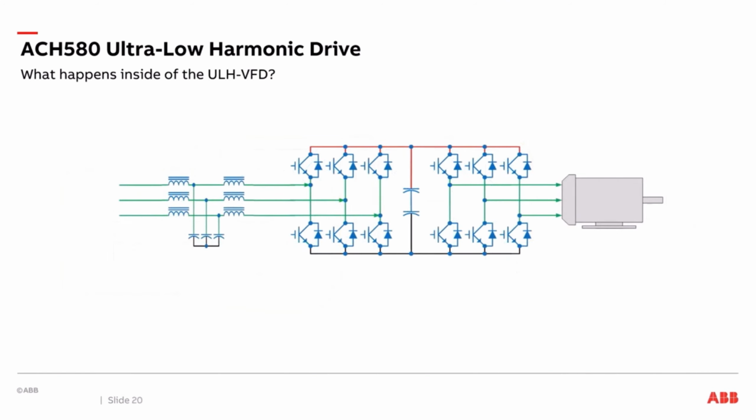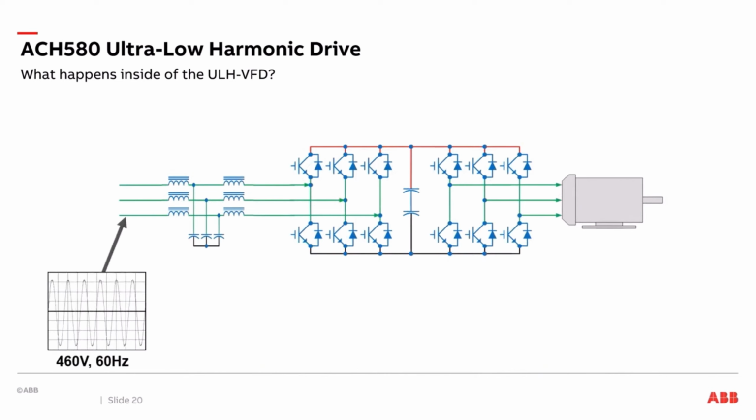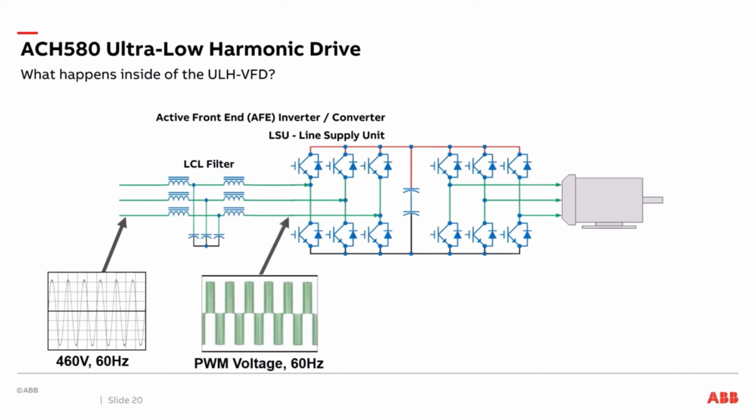Let's take a look at what happens inside the ULH variable frequency drive. We start off with a 460 volt, 60 hertz line. The active front end inverter converter consists of an LCL filter and an LSU line supply unit. The line supply unit uses IGBT technology to create a pulse width modulated voltage at 60 hertz. This pulse width modulated voltage is used to determine what the charge will be on the DC bus.